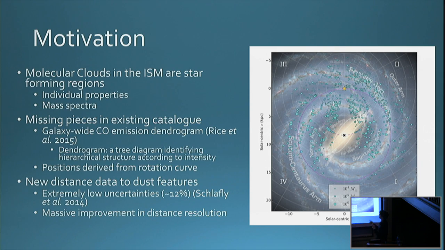One problem with the study was that it wasn't able to fill in this one spot here with the clouds, because the relative velocities of the clouds near the sun are too low to resolve a position from them. And so what this study does is use new distance data that comes from a study last year by Schlafly et al. That uses photometry to measure distances to dust features in these clouds at very low uncertainties.